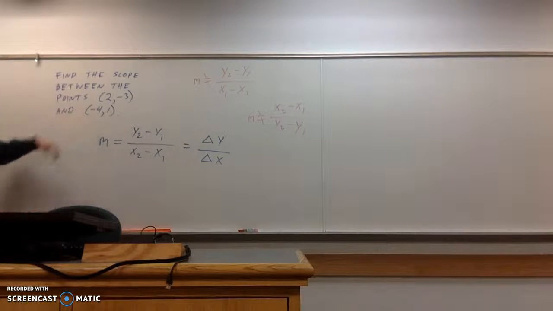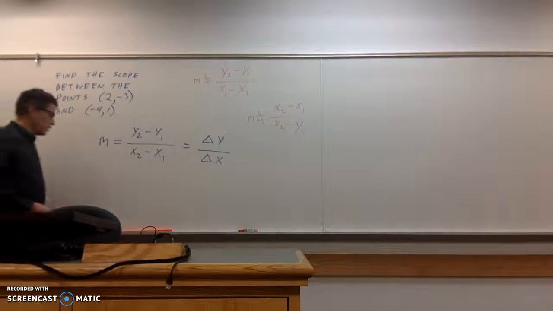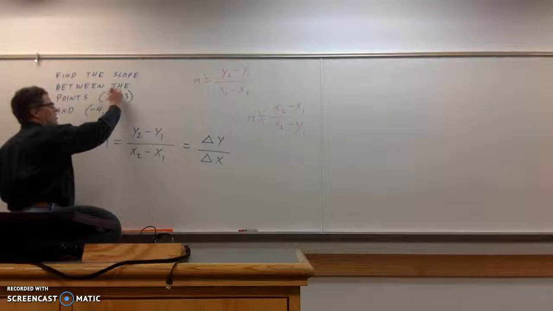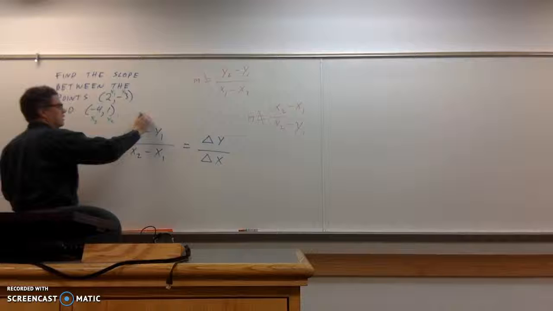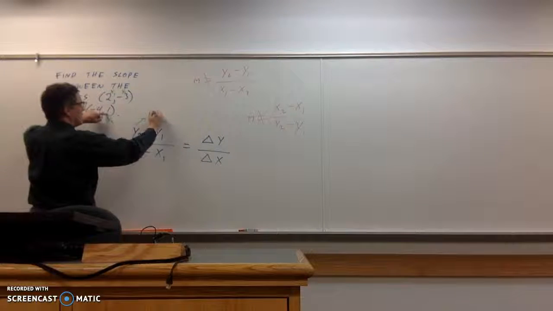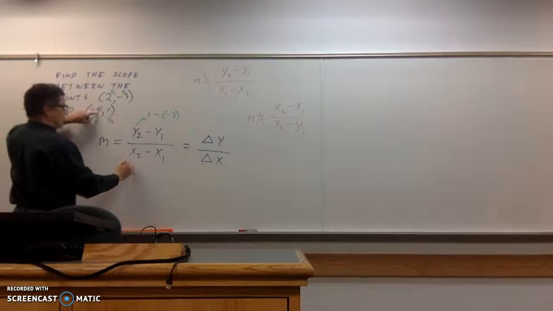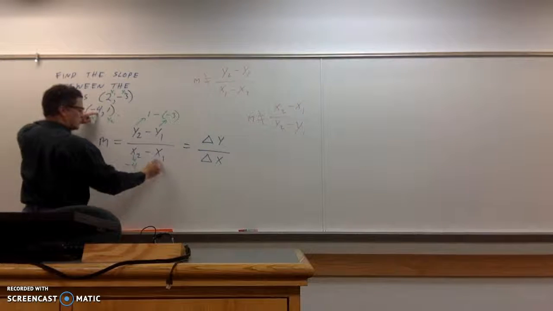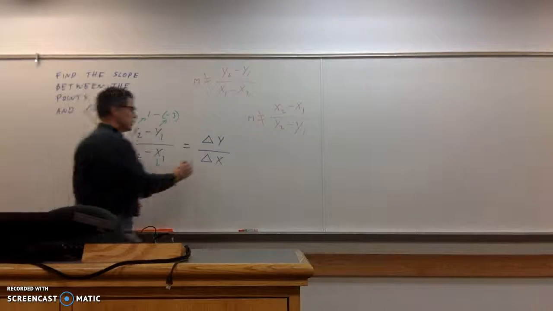Now, let's look at this problem. Let's find the slope between the points (2, -3) and (-4, 1). Well, let's plug in our points. I'll call my 2 my x1, the -3 is y1, my -4 is x2, my 1 is y2. So, 1 minus my -3, watch the signs, over -4 minus the 2. Okay? So let's see what that does.